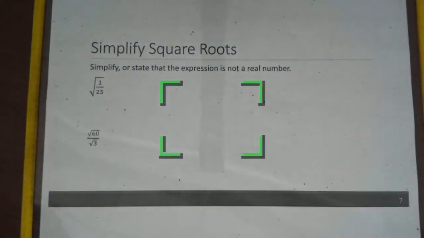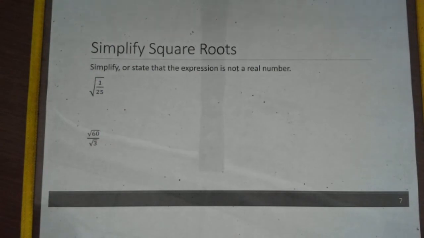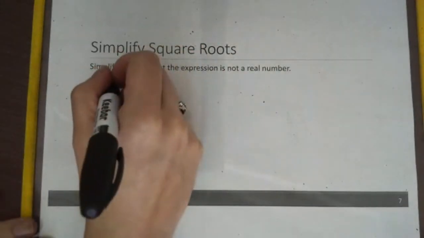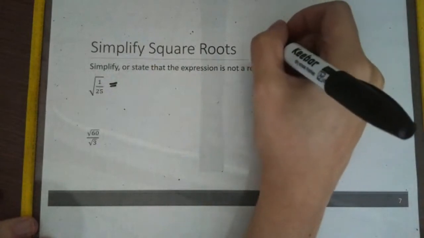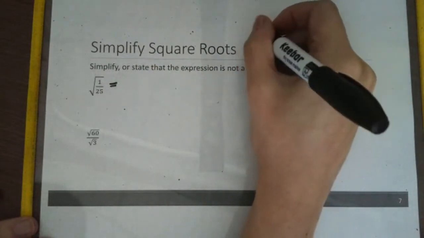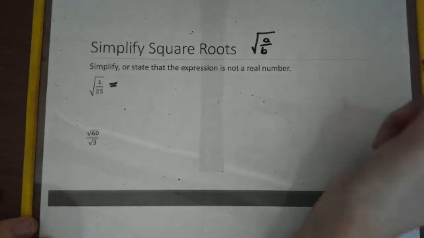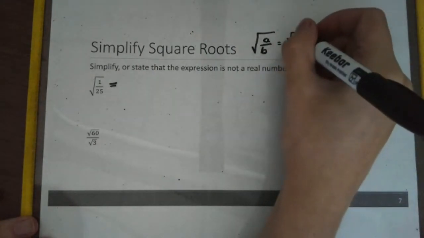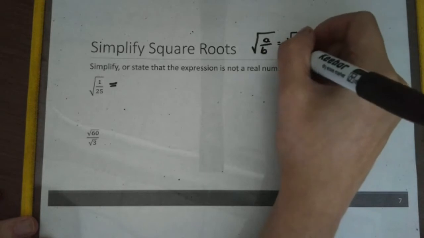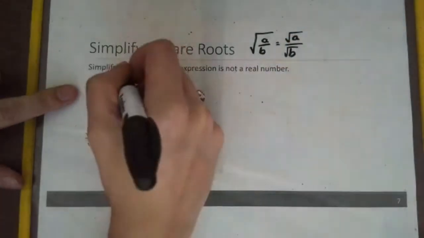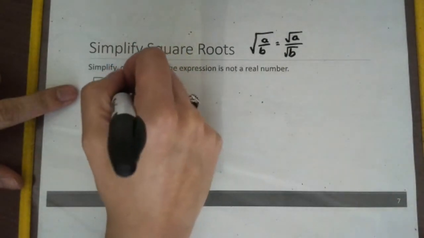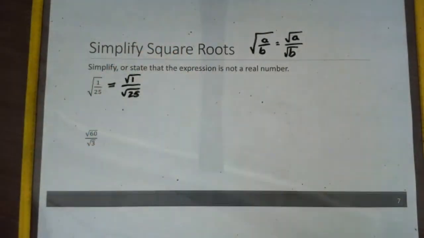We can also simplify fractions that have square roots in them or over them. And we can do this by actually breaking up the square root. There is a rule that says if a and b are real numbers, then the square root of a over b is equal to the square root of a over the square root of b. So instead of looking at this as the square root of 1/25, I'm going to look at it as the square root of 1 over the square root of 25.